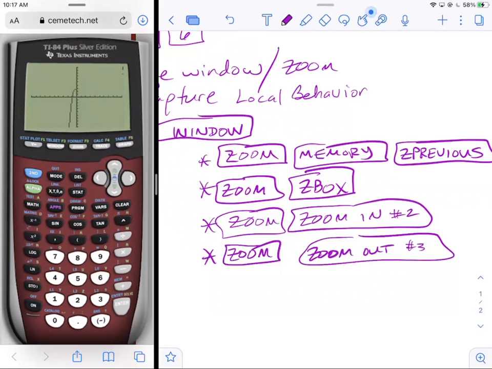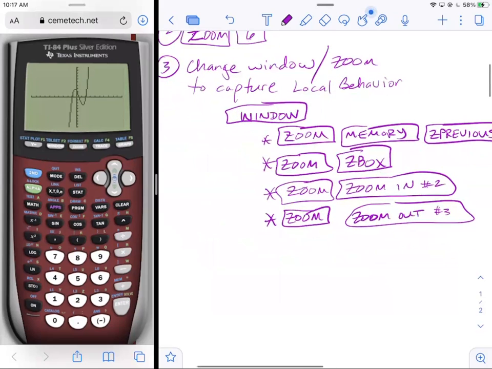Okay. So zooming out is not bad if you want to just make sure that there's nothing else going on out there that you're missing, right? It's a real quick way to do that. But you do lose the local behavior, right? So there's all your zoom features. That's all the ones that we really need to know.